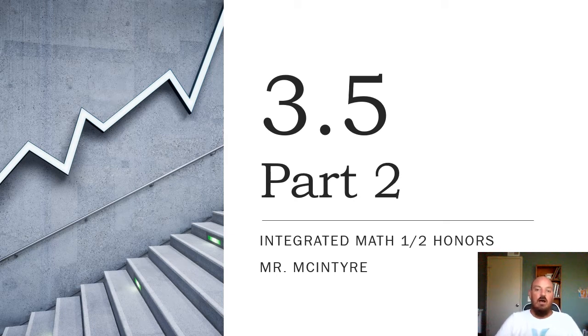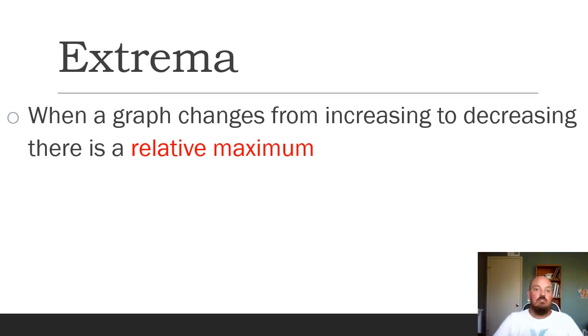Hi everyone. This is part 2 of 3.5 where we're talking about the shapes of graphs, and we're going to learn a few more vocabulary words and a few more ways to describe shapes of graphs. So we're going to start with something called extrema, and let's start with the first type of extrema, and that's a relative maximum.